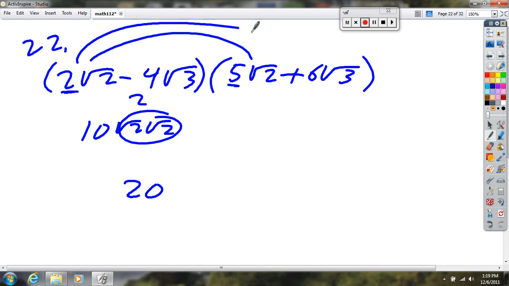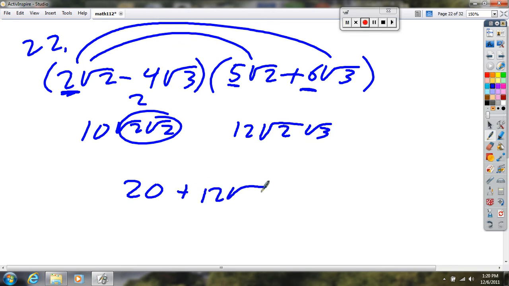Now take the first one times the last one. Well, it's 2 in front times 6 is 12, times the square root of 2 times the square root of 3 is a positive 12 square roots of 6. There's 6. Now we take the two middle ones. It's 4 times 5 is 20.